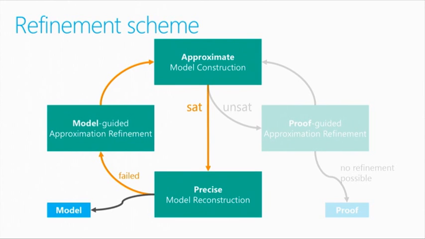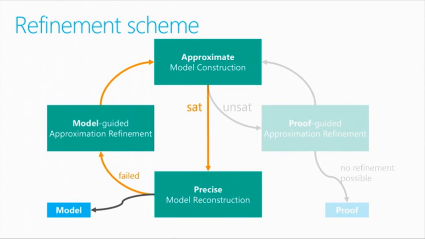If the model reconstruction fails, then we can do some refinement. So we increase heuristically the precision of the terms which we think caused this abstraction problem. And that means we end up with a new approximate subproblem.